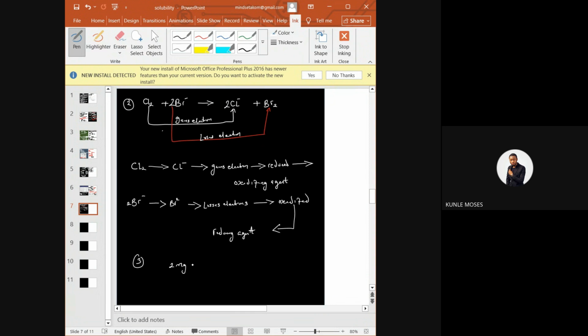2Mg plus O2 giving 2MgO. Just tell us the reducing agent, the oxidizing agent. And you tell me the reasons.